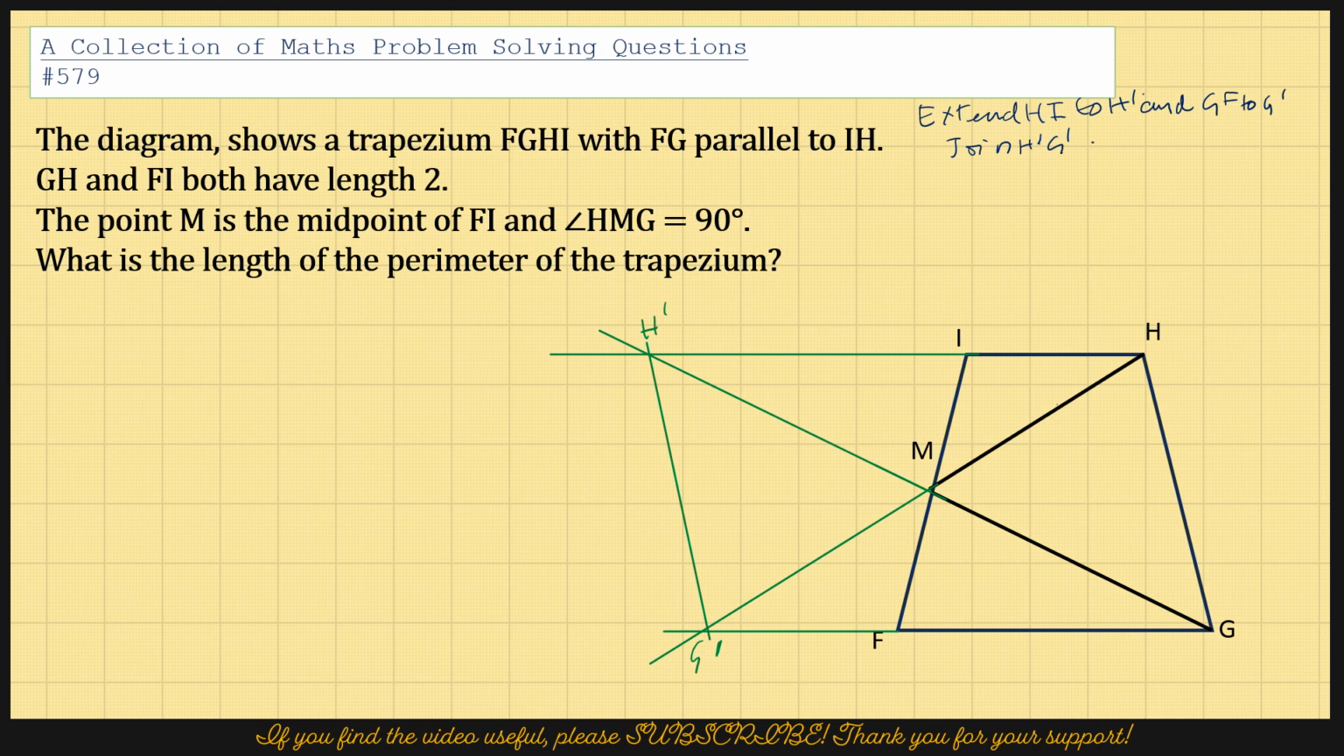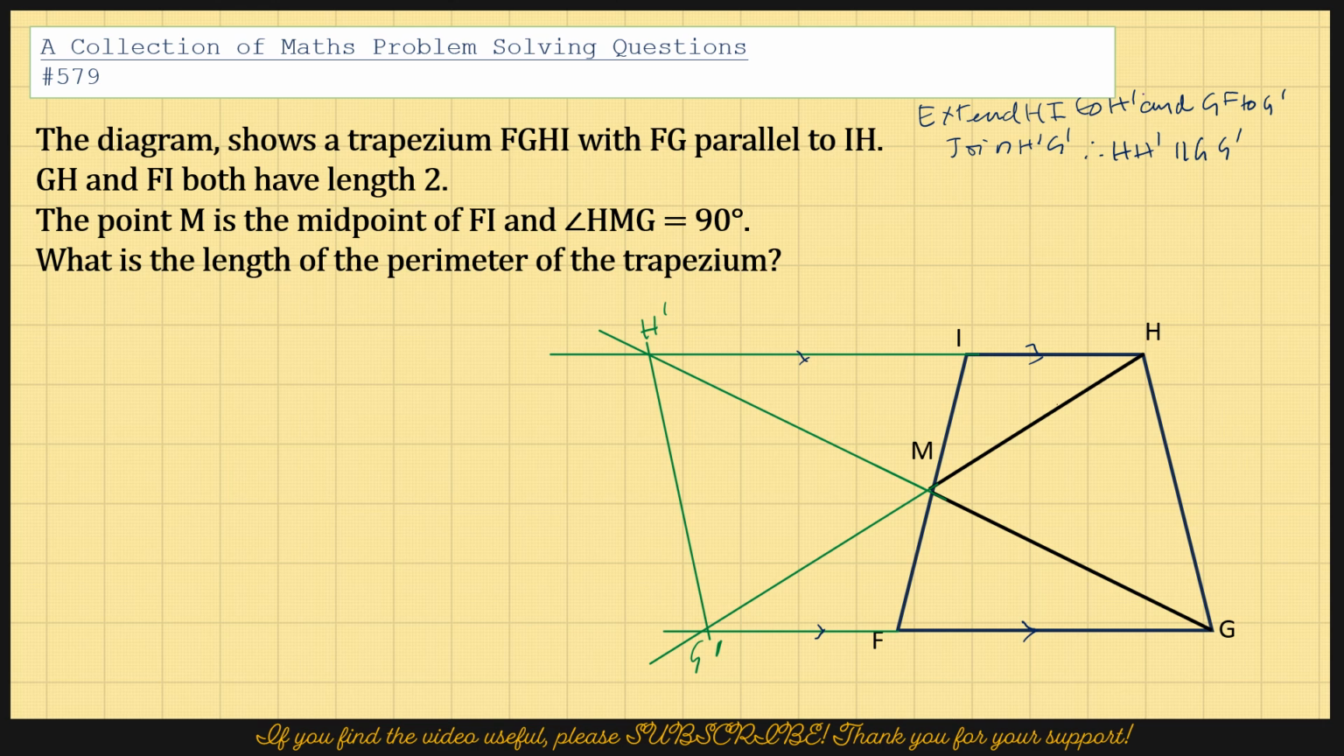is parallel to GG dash. That's because HI is parallel to FG, and so therefore, being just extensions of the same line, HH dash would be parallel to GG dashed.